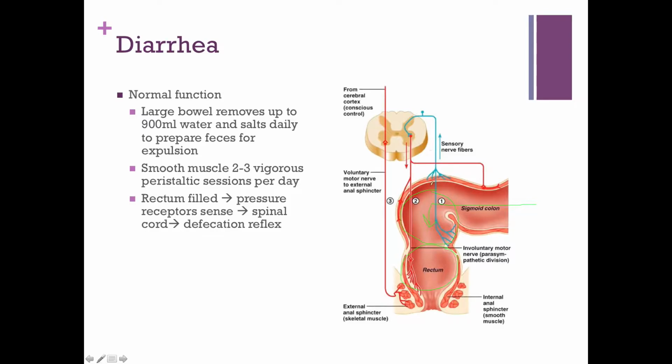The sensory nerve fibers come up to the cord, and then they do a local reflex to affect these sphincters, this internal sphincter of the rectum. So that's smooth muscle. So this will help the body not defecate immediately. So this will be tightened up a little bit. And the external anal sphincter is skeletal muscle. It's under conscious control.